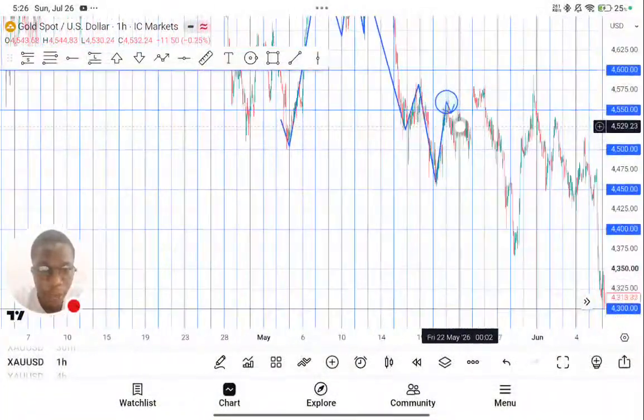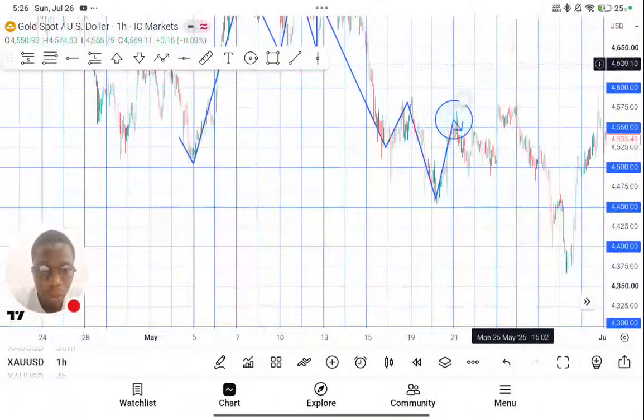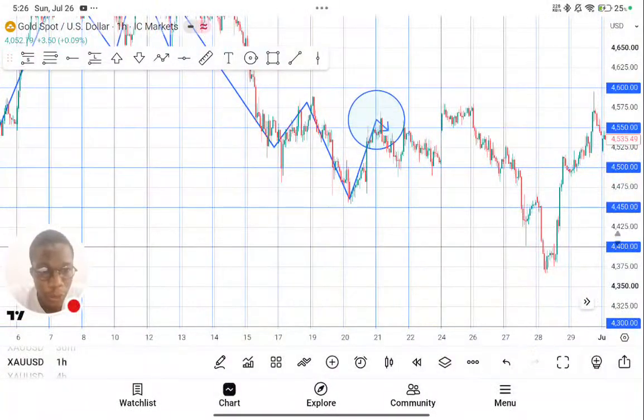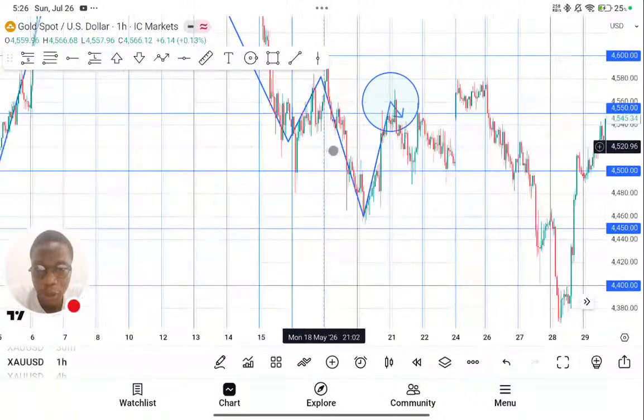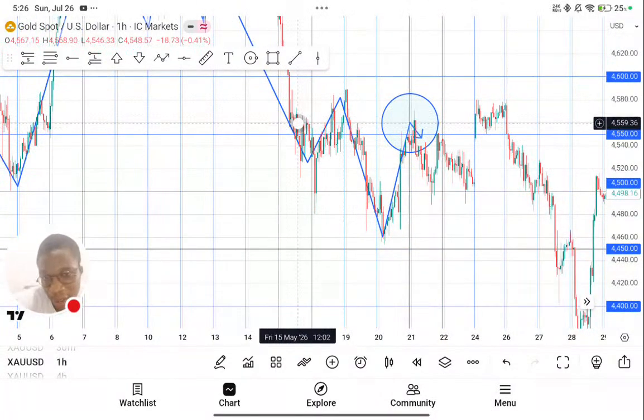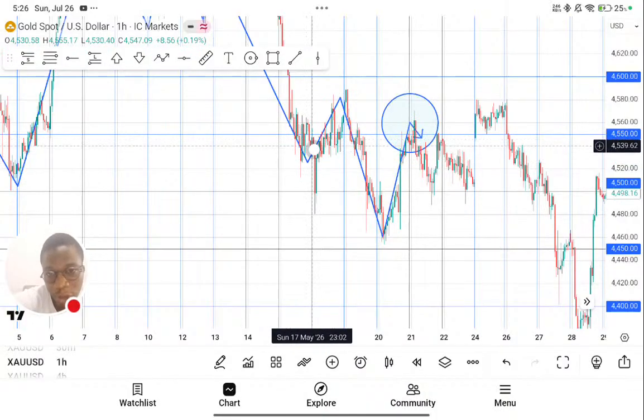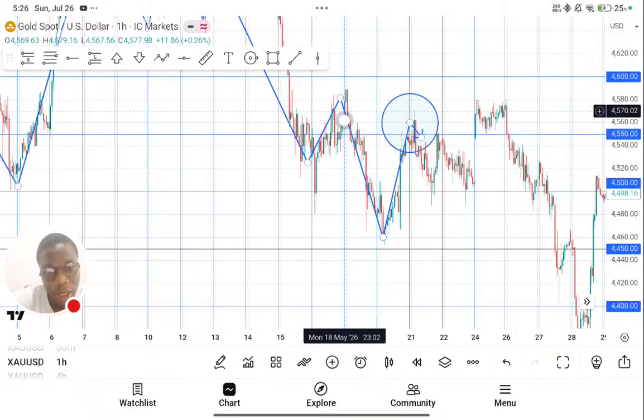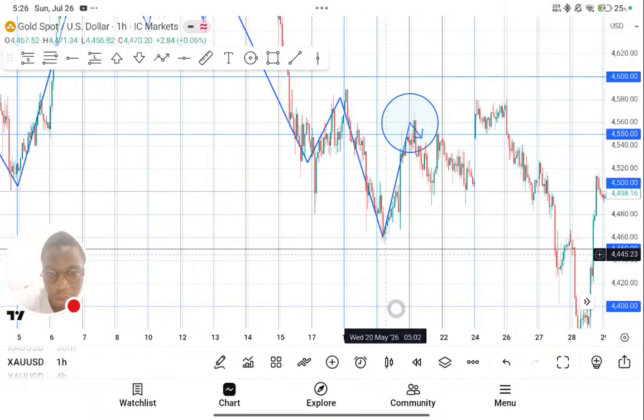So at that level, what would have been our confirmation to say the same? Because you could see how this price tried everything he could for price to not break this one, but ended up breaking, and then price formed a new low.